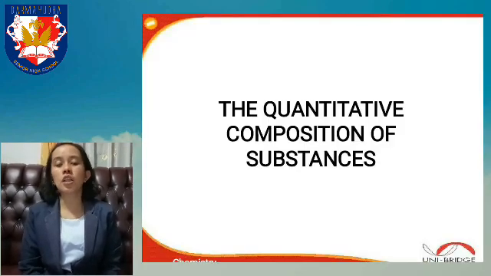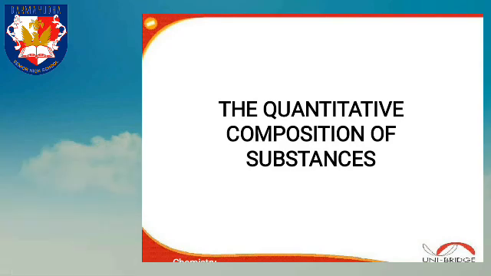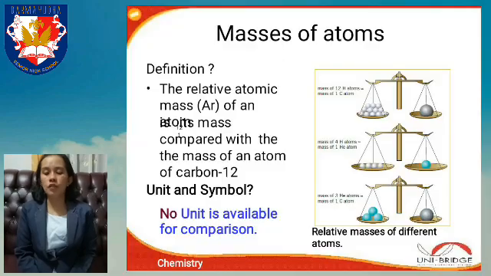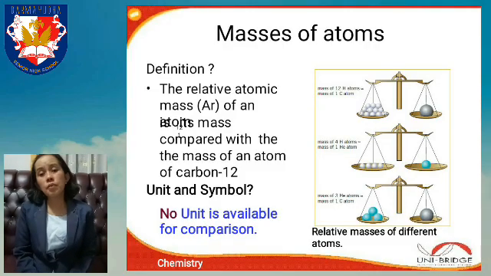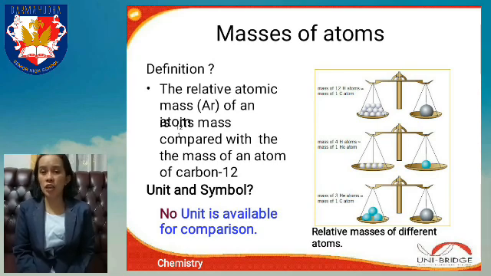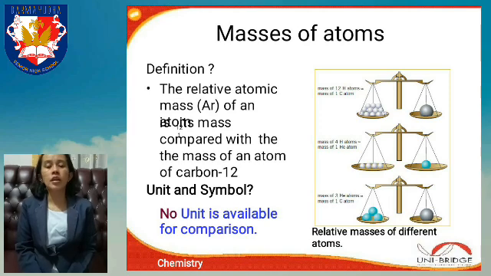In the second meeting we are going to discuss the topic, the quantitative composition of substances. The actual mass of an atom is very small. Take an example, the fluorine atom. The mass of a fluorine atom is 3.16 times 10 to the power of minus 23. So it is very convenient to describe an atom's mass by comparing it with the mass of another atom.